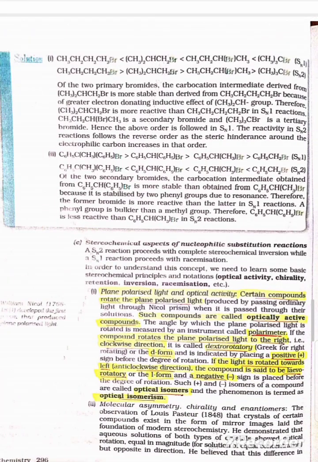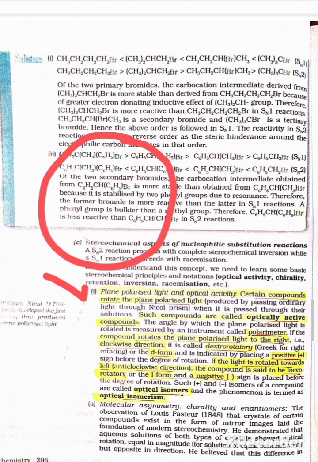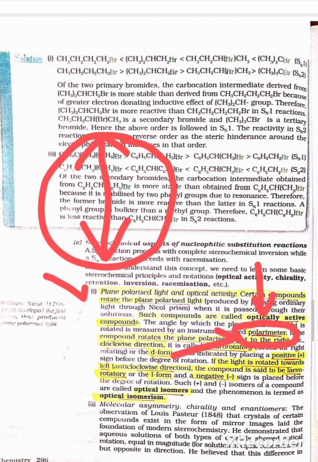Now if you see optical activity, here you can find some important points. There are certain compounds which can rotate plane polarized light, and such compounds are considered optically active compounds. Optical activity is usually measured by an instrument called a polarimeter.